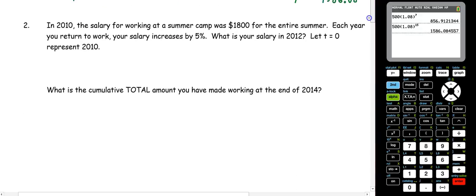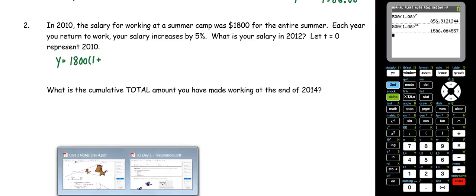Number 2. In 2010, the salary of a job working at summer camp is $1,800 for the entire summer. Each year you return to work, your salary increases by 5%. What is your salary in 2012? So first we need to make our equation. Y equals, our starting salary is 1,800, parentheses 1 plus 5%. So remember, 5% as a decimal, we move over our decimal place 2, so we get 0.05, to the t.